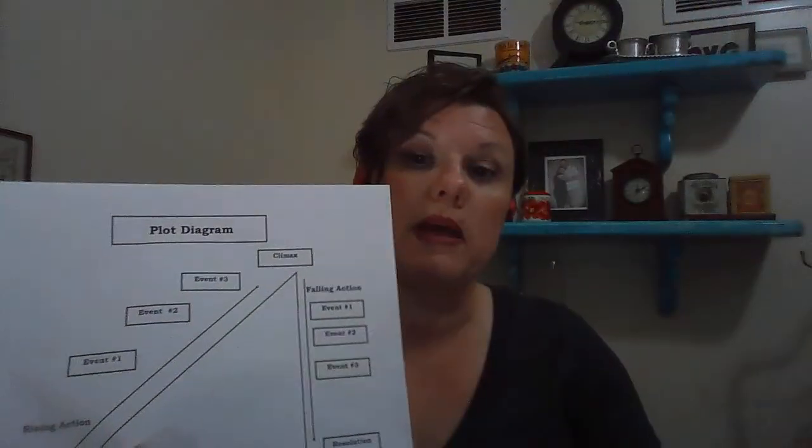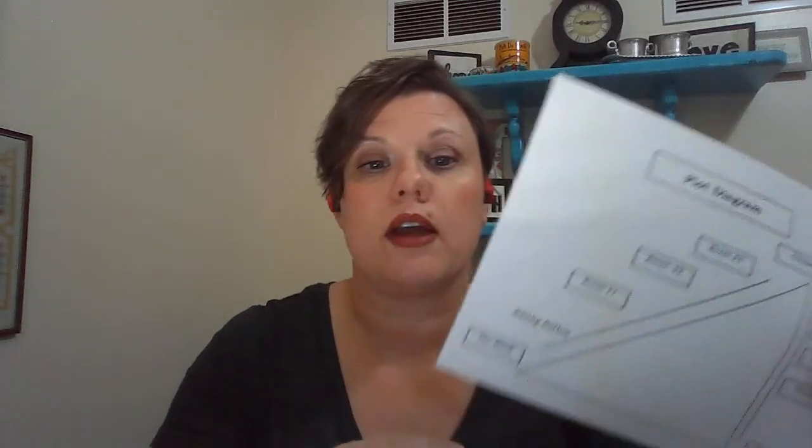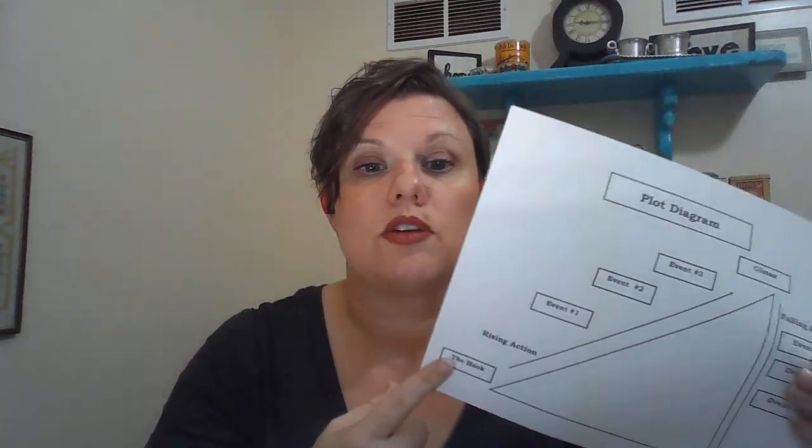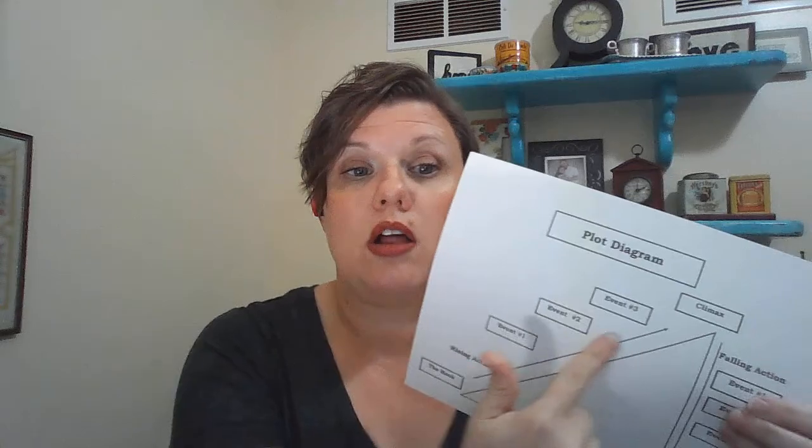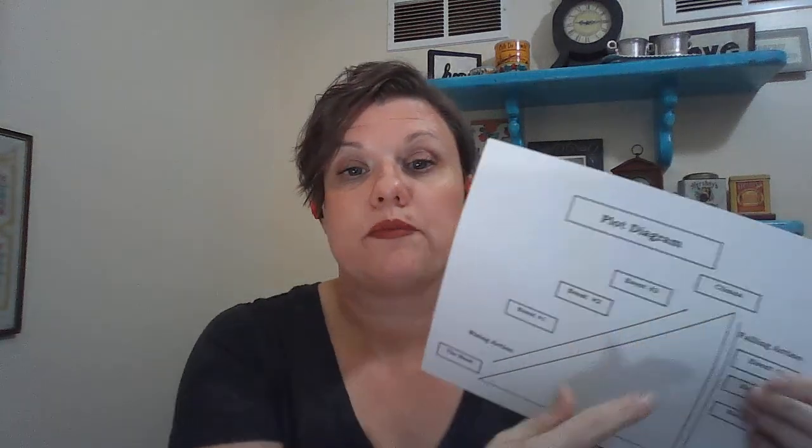So the second thing you're going to want, we're going to look at this paper right now, the plot diagram. The second thing, so you get your hook, you get your rising action. This is where your problems come in. You're going to have event 1, event 2, and event 3. And they're going to all lead to your climax. Now, the events are different things.